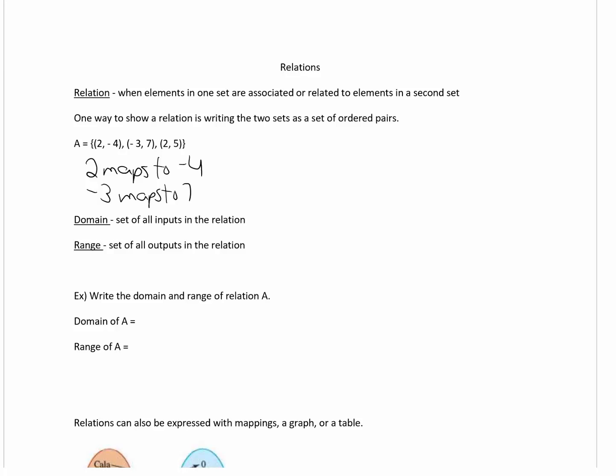So let's write the domain and range of relation A. Well, the domain, we want to write smallest to largest, is -3 and 2. I only need to write 2 once for the domain. And because it's individual values, we use braces. For the range, the y-coordinates, smallest to largest, that's -4, 5, and 7. Because they're individual y-coordinates, we use braces.